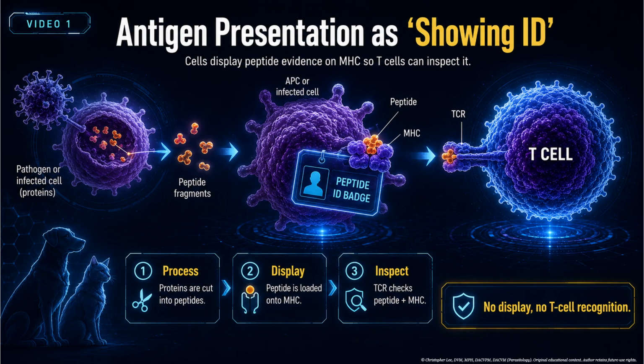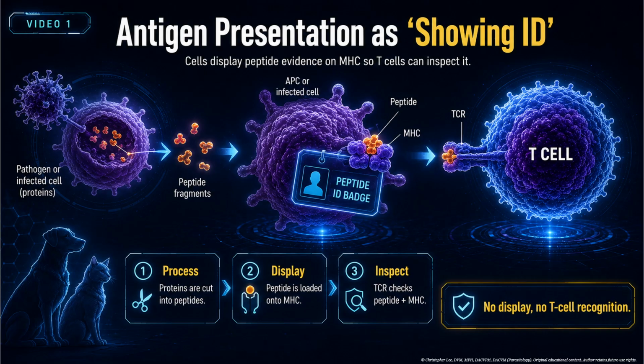If the T cell receptor, or TCR, recognizes the specific peptide in the context of the correct MHC molecule, that T cell can become activated. That is, assuming proper additional signals are present. The ID badge analogy is useful because the T cell is not just checking for any peptide. It is checking for the combination of the peptide and the MHC molecule presenting it. That is why we keep saying peptide plus MHC.